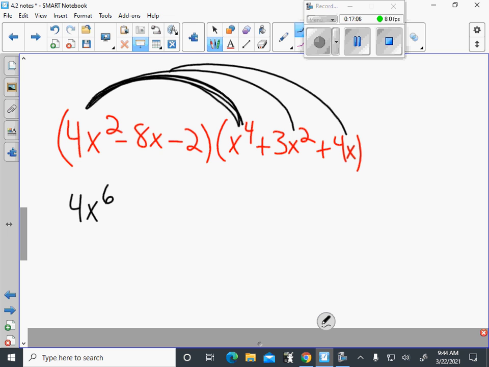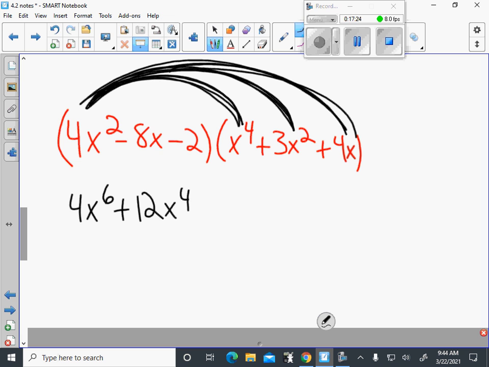Okay, now, how about this middle one? 4x squared times 3x squared. Well, what's 4 times 3? It's 12, and then x squared times x squared, so it's x to the 4th. Okay, and then this last thing. 4x squared times 4x. Well, that's 4 times 4, which is 16. Count the x's. We have x squared and x to the 1st right here. So it's x to the 3rd. Okay, that's 1 time. Now we're done.